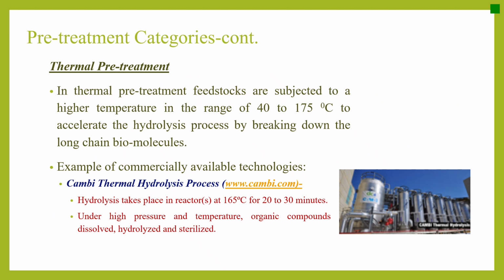Thermal pretreatment. In thermal pretreatment, feedstocks are subject to higher temperatures in the range of 40 to 175 degrees centigrade to accelerate the hydrolysis process by breaking down the long chain biomolecules. An example of commercially available technologies is the thermal hydrolysis process. Here hydrolysis takes place in a reactor at 165 degrees centigrade for 20 to 30 minutes, and under high pressure and temperature, organic compounds are dissolved, hydrolyzed and sterilized.